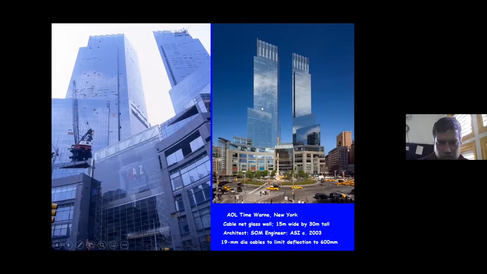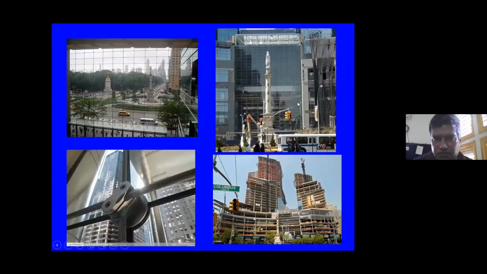So it is between these two buildings. This is a 15 meter by 30 meter wall. And this is the 15 meter by 30 meter. And this is the interior. And this is the typical cable detail. And I'm just going to closely show you even the construction procedure.